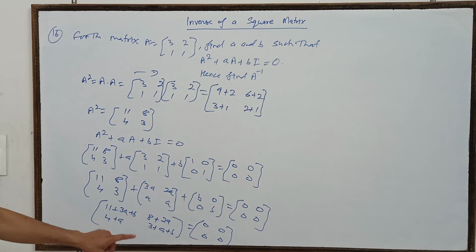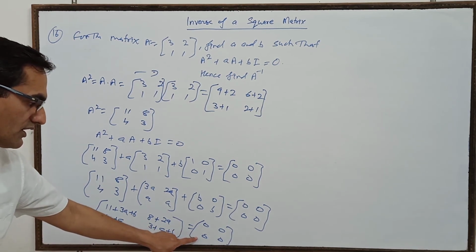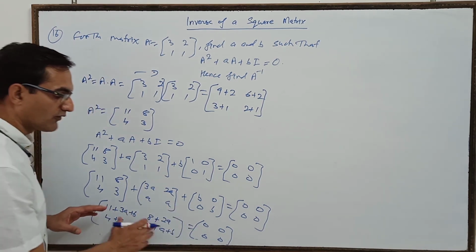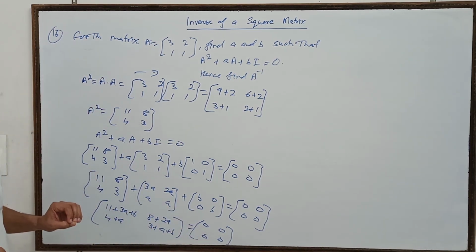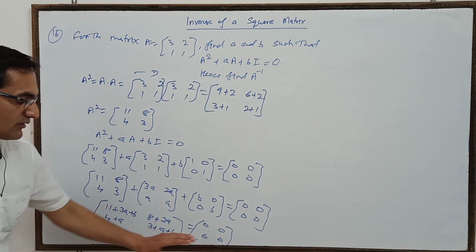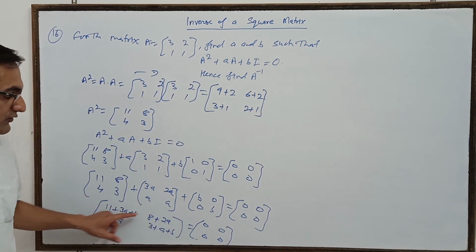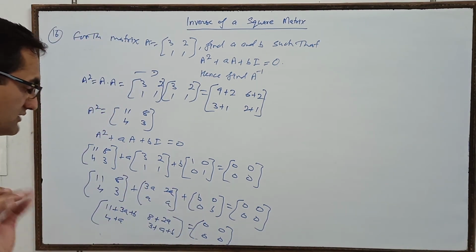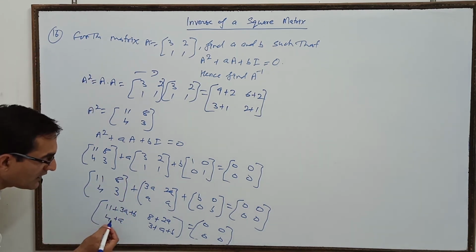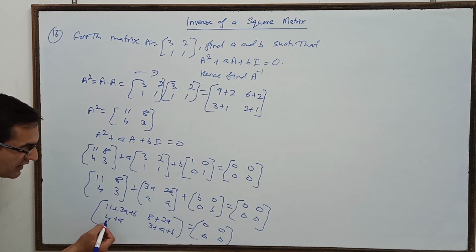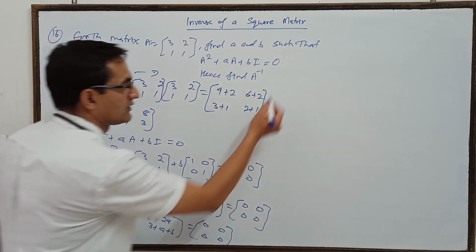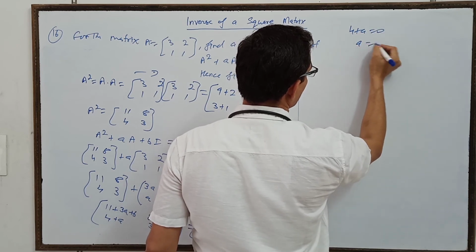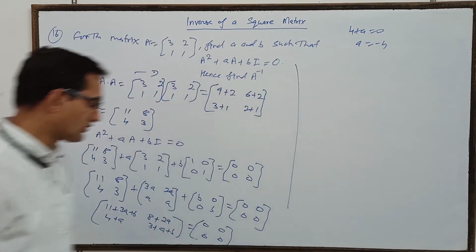So left hand side is equal to right hand side, therefore the corresponding members of these matrices are equal. These two matrices are equal, it means their corresponding elements or corresponding members are equal. We have to get the value of A. First of all, for this one you can say 4 plus A is equal to 0. 4 plus A is equal to 0, this means A is equal to minus 4.